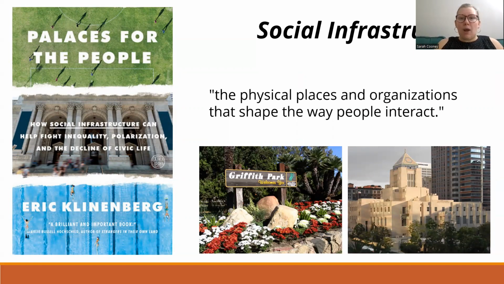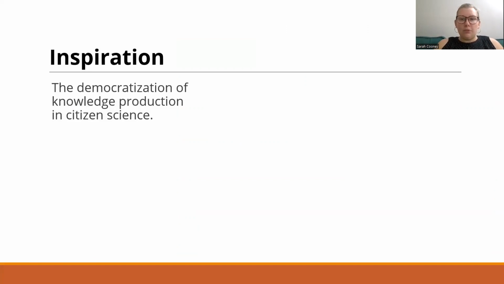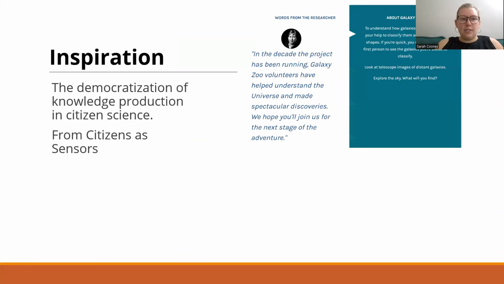And we were also inspired by the democratization of knowledge production in citizen science, because our goal is to democratize the design and creation of public spaces. So when citizen science first started, citizens were more like sensors. So for instance, in Galaxy Zoo, citizens are classifying data, but they're not doing any of the underlying data collection, and they're not doing the end processing where the new knowledge is produced.